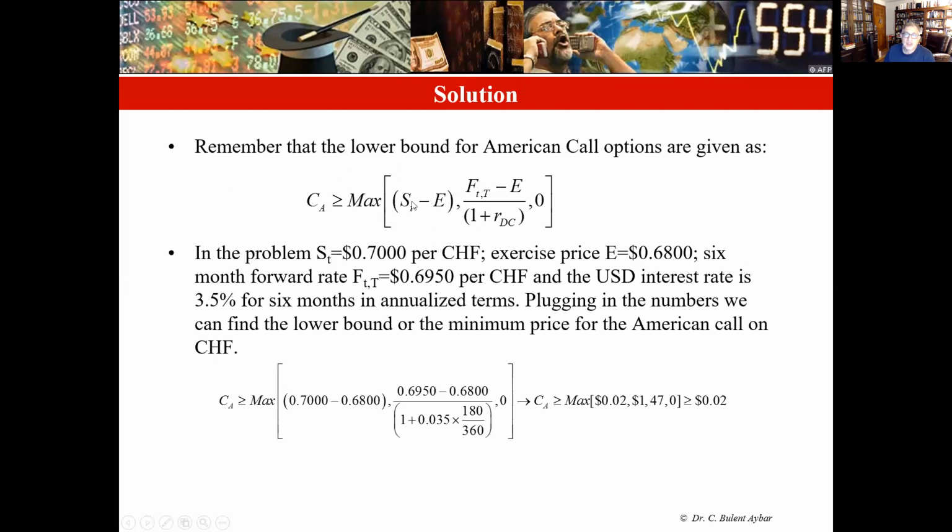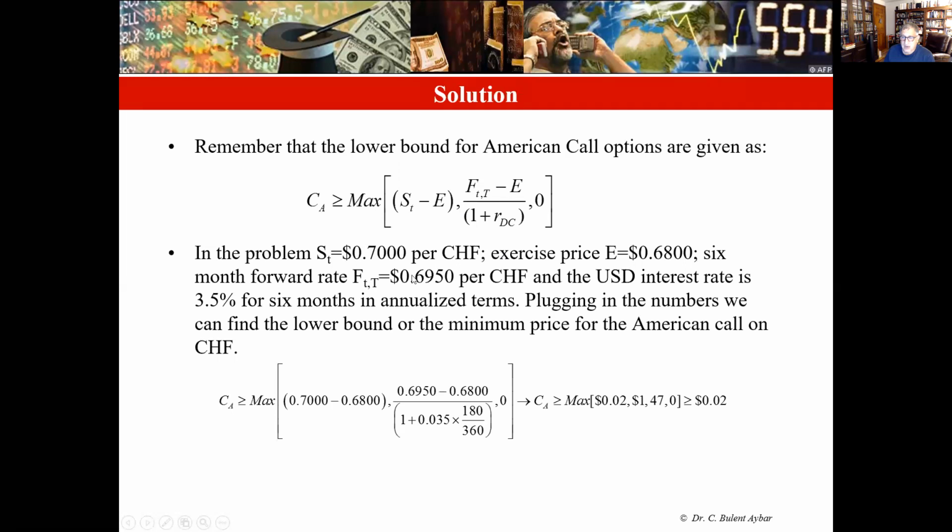So, for instance, if the spot price is less than the exercise price, obviously this is going to be negative. And if the forward price is less than the exercise price, this part is going to be negative too. So the only option that is left is zero. That means the call option should be larger than zero. But if any of these are positive, then we will choose one of those. Particularly between these two, we will have to make a choice.